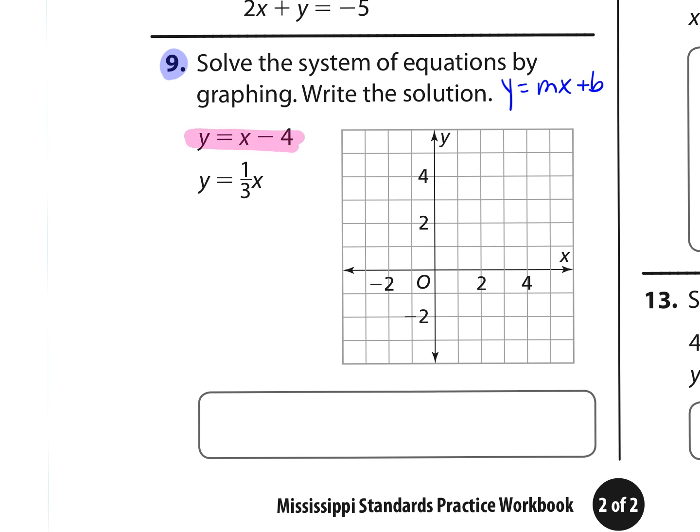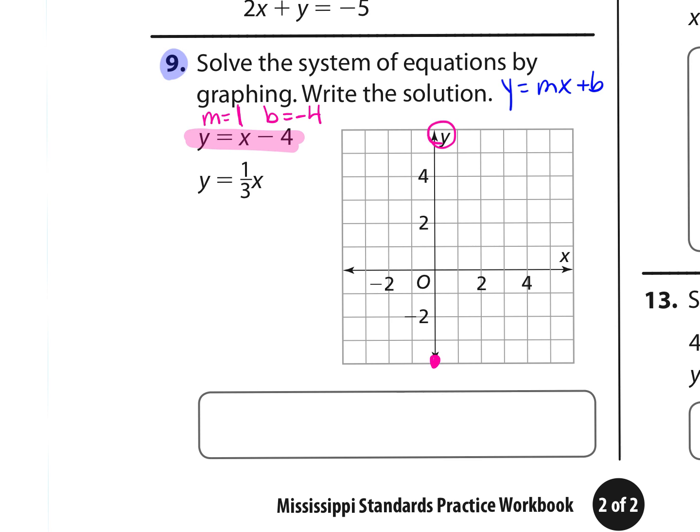For this first equation, y equal x minus 4, m, the number in front of x, is 1. And b, the number that's by itself, the constant, is negative 4. Well, we know that we start at b is negative 4, so we start here. The y-intercept is on the y-axis. And then we have a slope of 1.